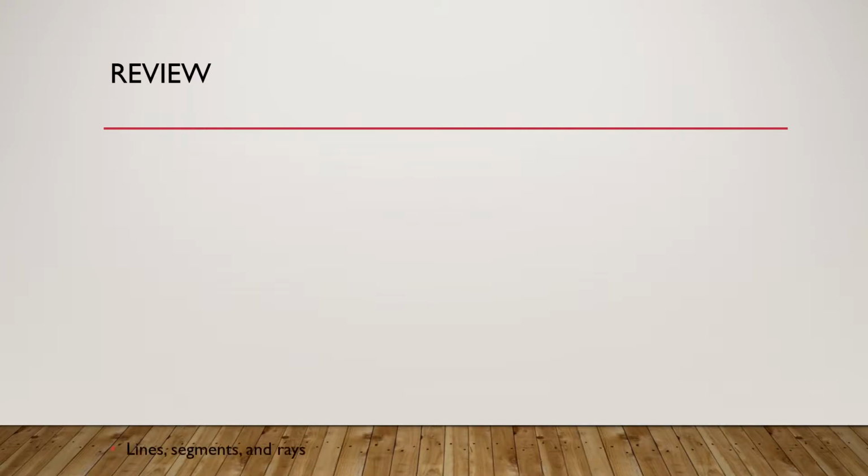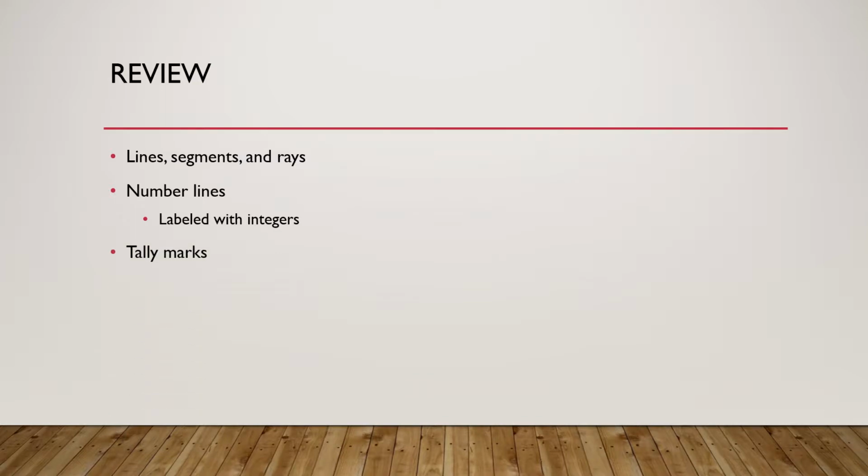Some review from your last lesson. We talked about lines, segments, and rays. Remember, lines have arrows on both ends, segments don't have any arrows, and rays have an arrow on one end to show that it goes on forever in one direction. We talked about number lines that have the set of integers labeled on them, which are all whole numbers and their negative opposites. And we also talked about tally marks. Remember, when you make tally marks, the fifth tally mark in a group goes diagonally across the other four.